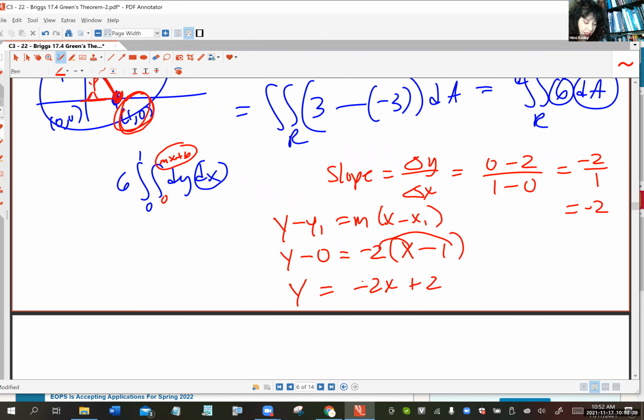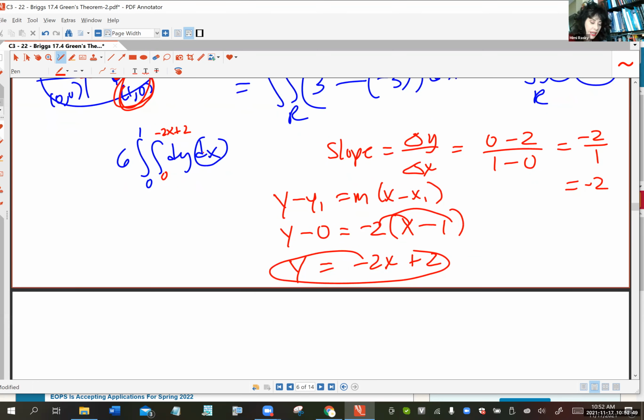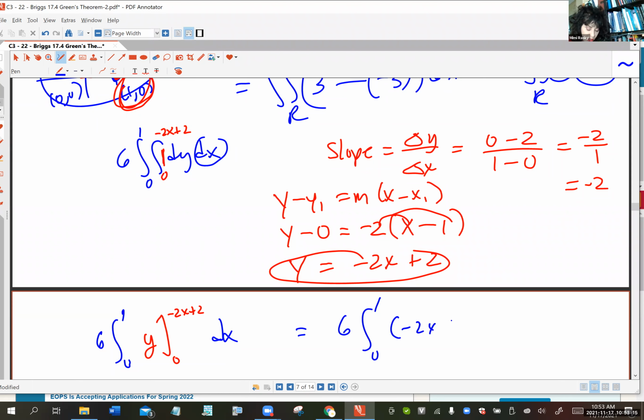So then this negative 2x plus 2 is going to take on the upper limit for y. Now you're ready to integrate. And what's here in the integrand? You can assume it's a 1. When you're doing the integration, what is the antiderivative of 1 with respect to y? Well, it's y, right? So I've got y, where I'm going from 0 to negative 2x plus 2. And then you evaluate that, but that's just going to give you negative 2x plus 2.